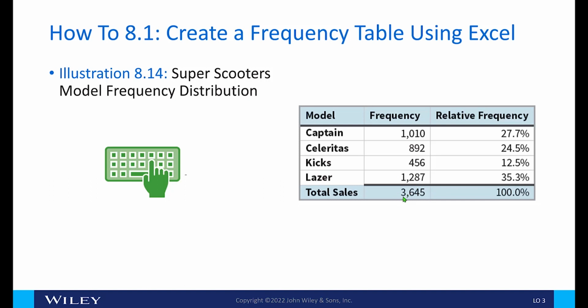For a total of 3,645 sales. The relative frequency tells us what percentage of the total each one of these represents. So, for example, the Captain's 1,010 represents 27.7% of the total 3,645 scooters sold. To recreate this, you're going to need the Super Scooters 2024 to 2025 sales data. So find where you have that data and we can begin.